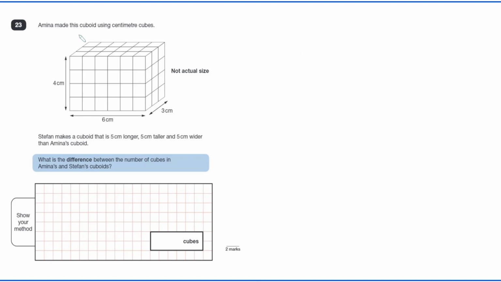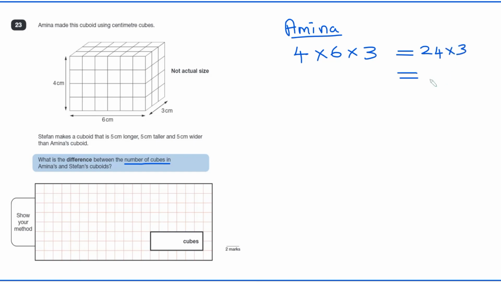Question number 23. Amina made this cuboid using centimeter cubes. Stefan makes a cuboid that is 5 centimeters longer, 5 centimeters taller and 5 centimeters wider than Amina's cuboid. What is the difference between the number of cubes in Amina's and Stefan's cuboids? So the number of cubes is the question. Say for example, this is Amina's cuboid: 4 times 6 times 3 cubes are there. So 4 times 6 is 24, 24 times 3. You can do a column multiplication. 3 times 4, 12, 1 remaining. 3 times 2, 6 plus 1, 7. 72 cubes.